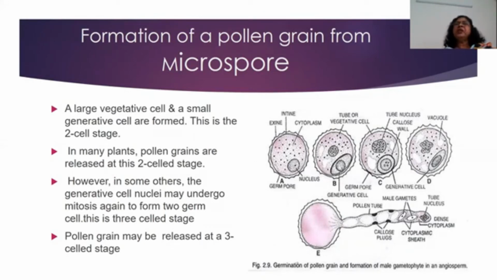But in many species of plant, the pollen grains do not get dehisced at this stage. The generative cell nucleus undergoes mitosis again to form 2 male gametes, and then it is known as a 3-cell stage, and the pollen grain may get dehisced at the 3-cell stage.